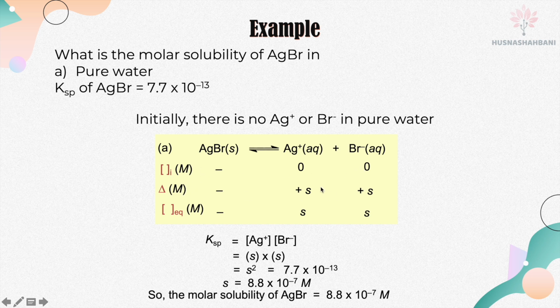Then the concentrations of Ag+ and Br- change by plus S. At equilibrium, there is S for Ag+ and S for Br-. That is the solubility amount. So KSP equals the product of the concentration of Ag+ times the concentration of Br-, so KSP equals S squared. We have the KSP value 7.7 times 10 to the power of negative 13, so you get S equal to 8.8 times 10 to the power of negative 7 molar. This is the molar solubility. S is the molar solubility of AgBr in pure water.